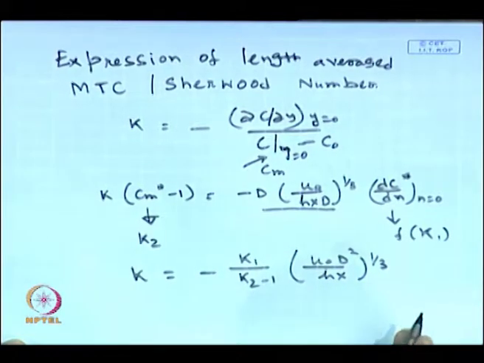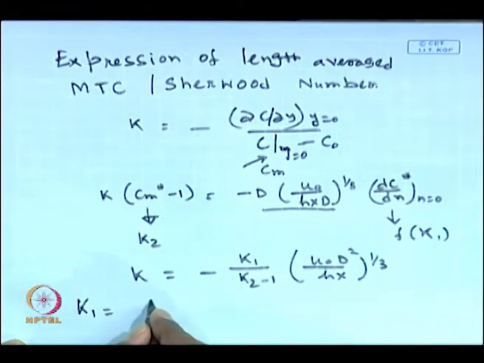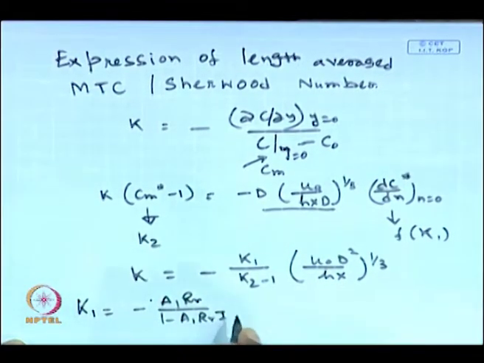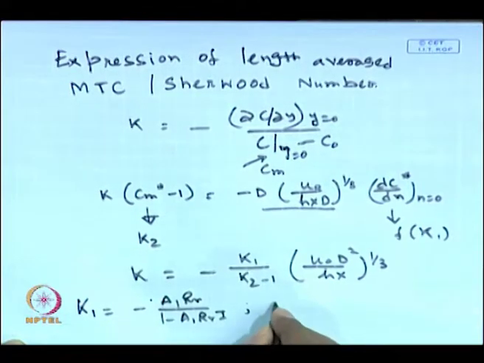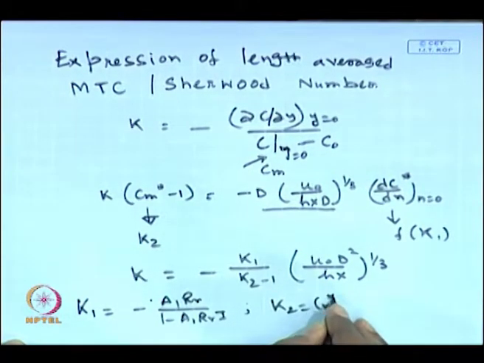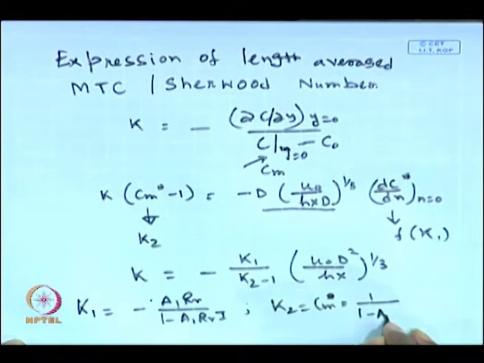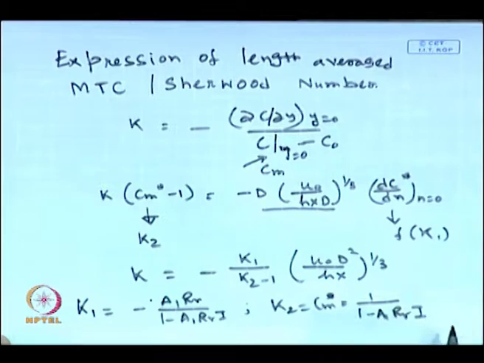Now if you look at the expressions of K1 and K2 that we derived in the last class, K1 is nothing but minus A1 RR divided by 1 minus A1 RR times I. And K2 is nothing but Cm star, and this will be 1 minus 1 divided by 1 minus A1 RR times the integration I. The integration I is basically a definite integral of the form exponential of minus eta cube by 3 minus a eta, d eta.